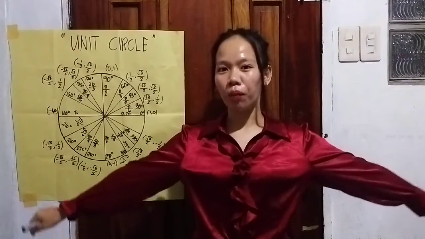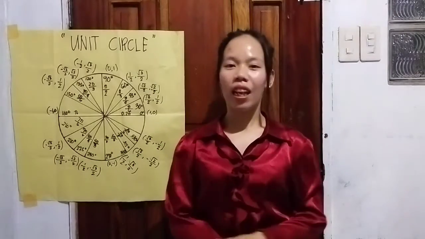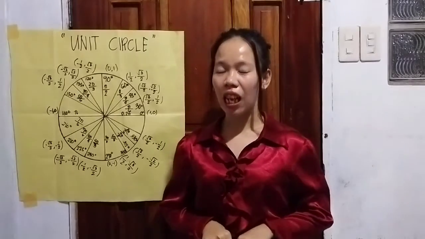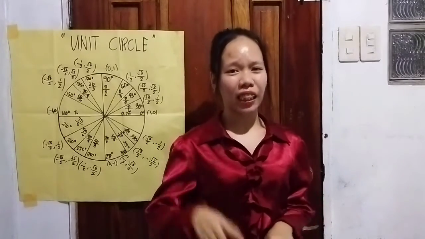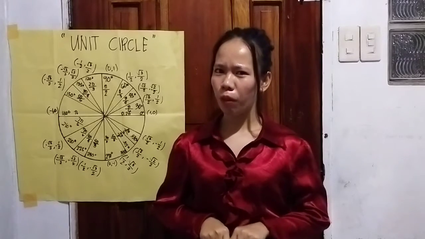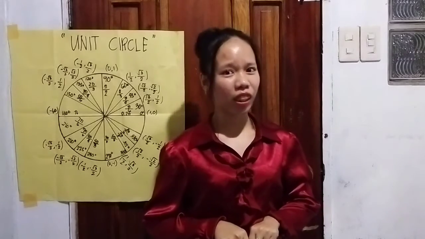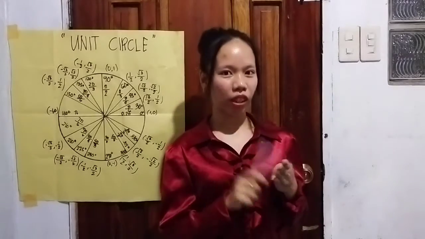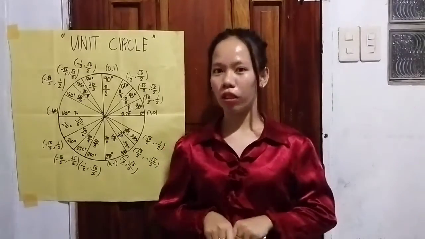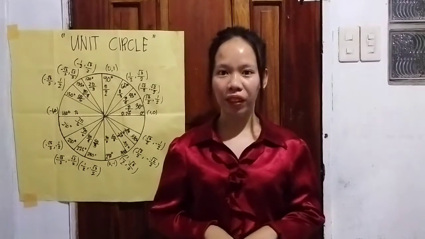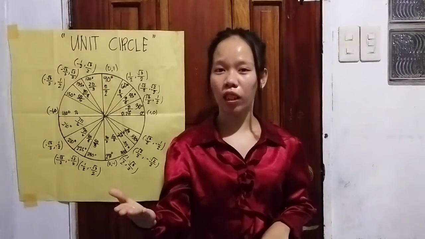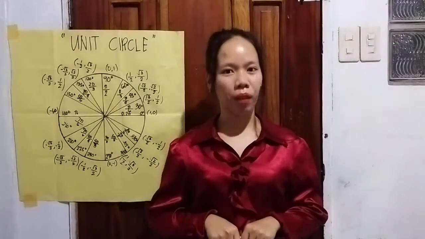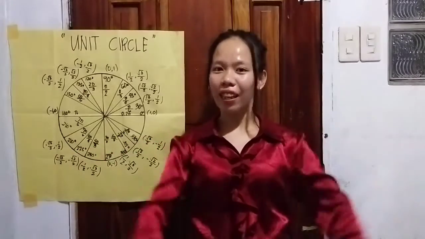So now, let's solve trigonometric equations. Trigonometric equations are any equations that contain trigonometric functions. One or more of the six trigonometric functions are involved, such as sine, cosine, tangent, cotangent, secant, and cosecant. But always remember that solving trigonometric equations requires the same technique as solving algebraic expressions. So now let's start.